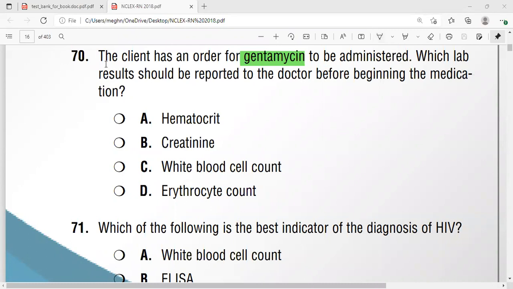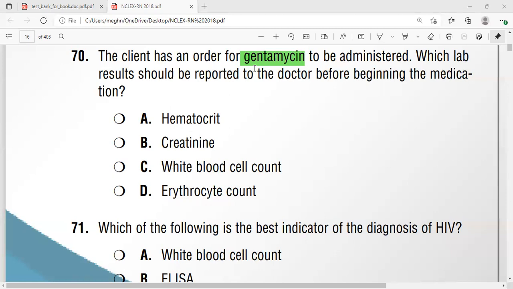First question here, let me read what they wrote. The client has an order for gentamicin to be administered. Which lab results should be reported to the doctor before beginning the medication? A, hematocrit. B, creatinine. C, white blood cell count. And D, erythrocyte count, which means red blood cell.